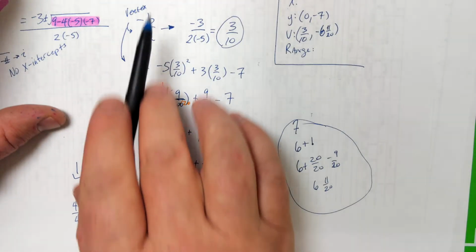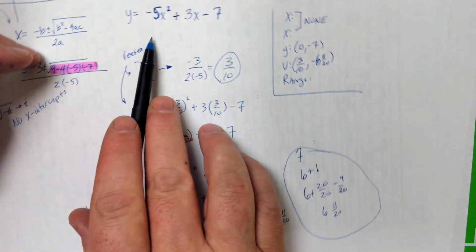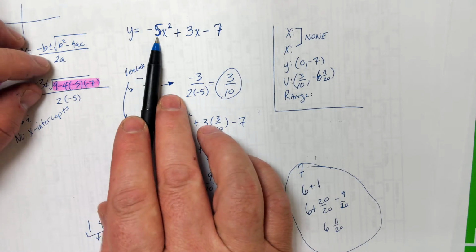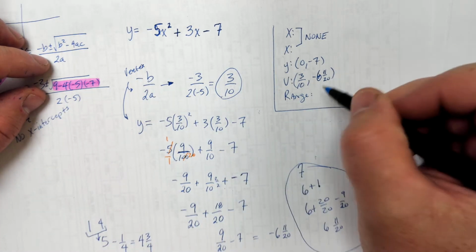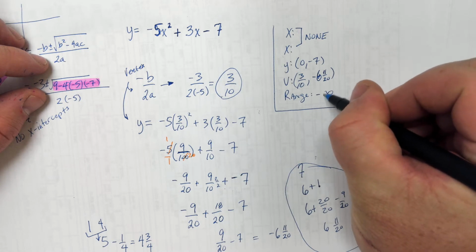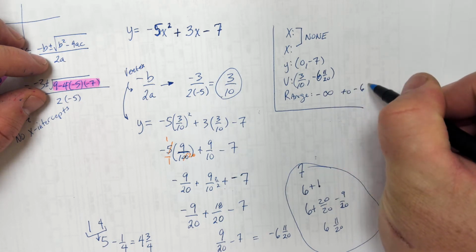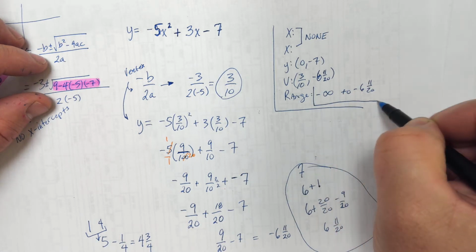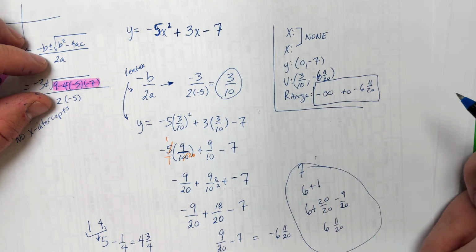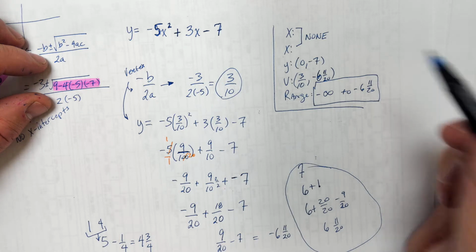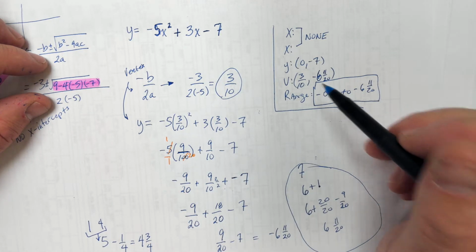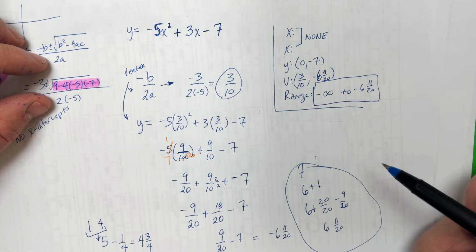Because you see, it's going down. Oh, sorry, you can't see. There we go. That's going down, right? And that means that this is the highest point. So the range is from negative infinity to negative 6 and 11/20. That's our range. Isn't it going to be negative infinity to 3 over 10? No, because range is the output. It's the y, not the x. Yep.